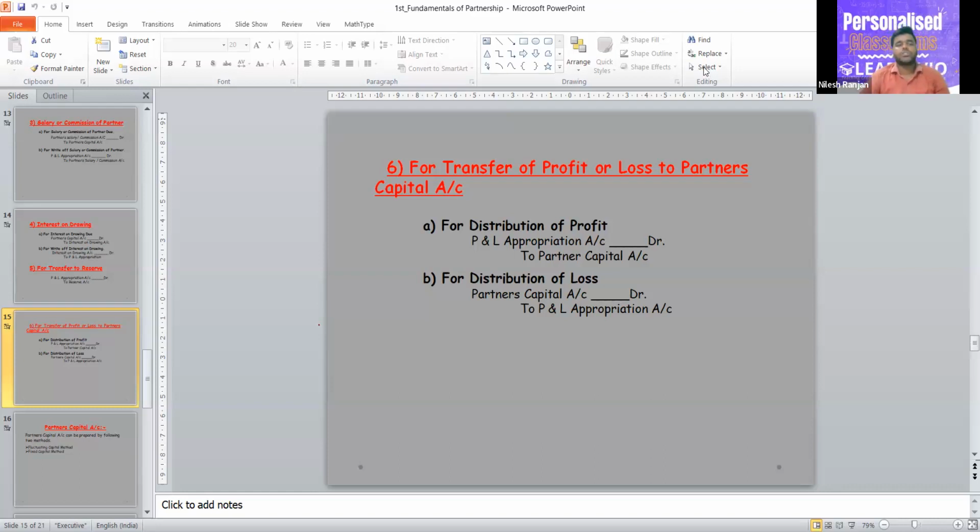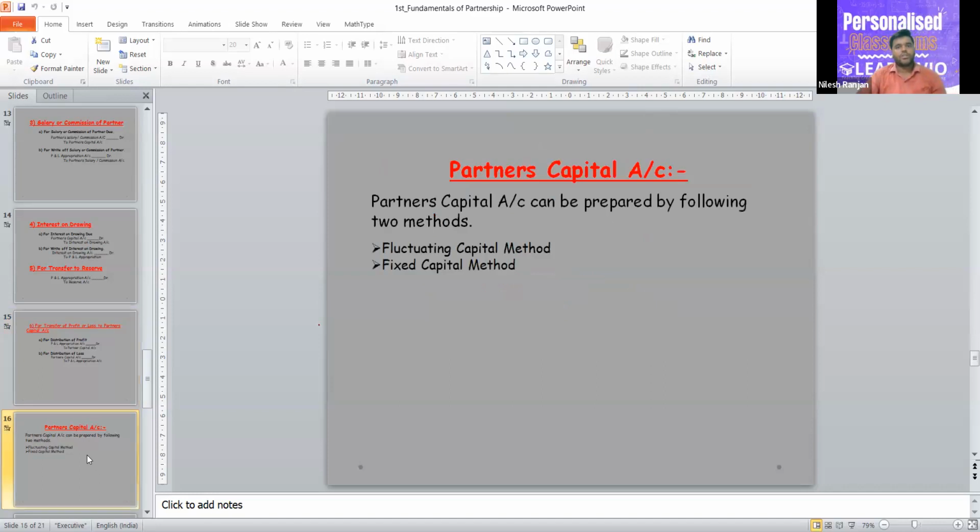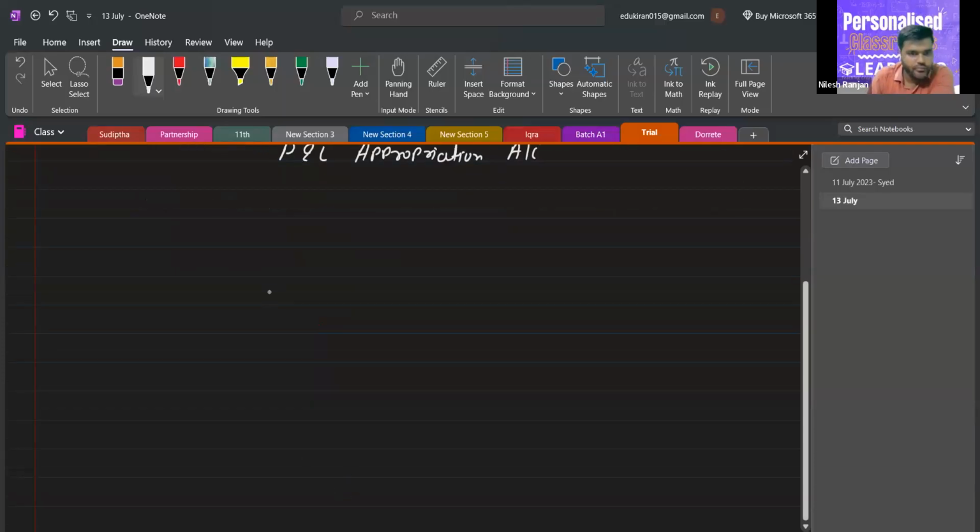Okay. So capital account is prepared by two methods. The first one is fluctuating capital method. The second one is fixed capital. Okay, sir. What is the difference between these two? So let me write this. Fluctuating capital method and fixed capital.